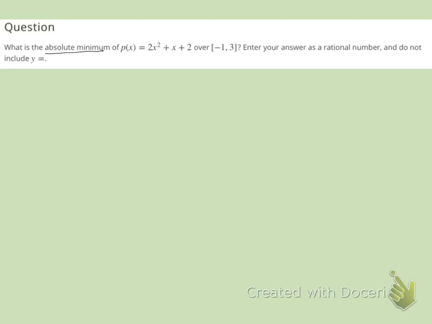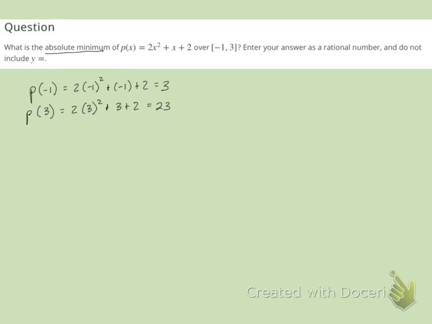So the first thing we want to look at are the endpoints of our interval. So our first calculations come with putting -1 into our function. So I'll have 2 times -1 squared plus -1 plus 2, and that will give us 3. And then we'll also put 3 into the function, and we will get 23. So those are our endpoints.